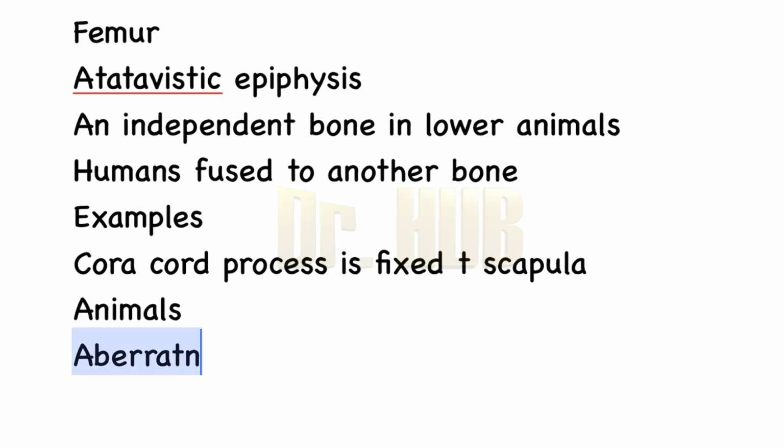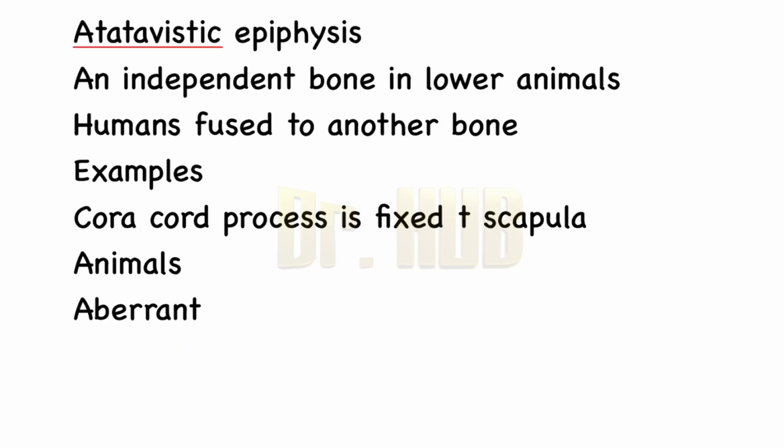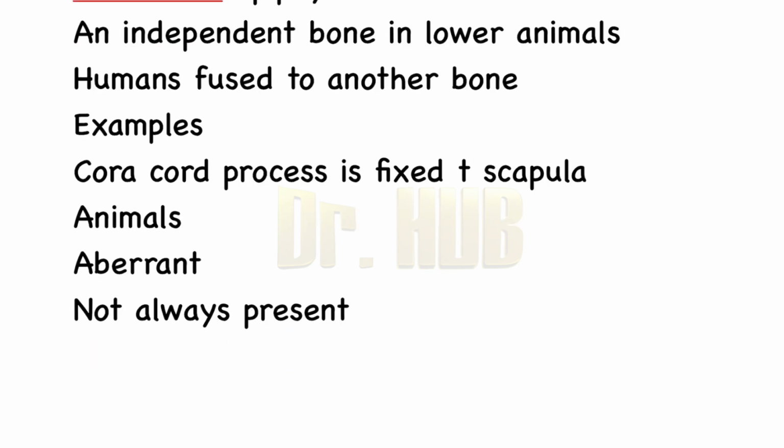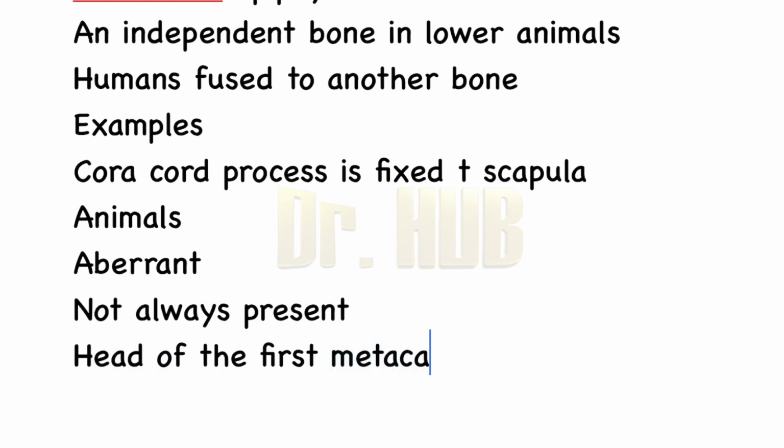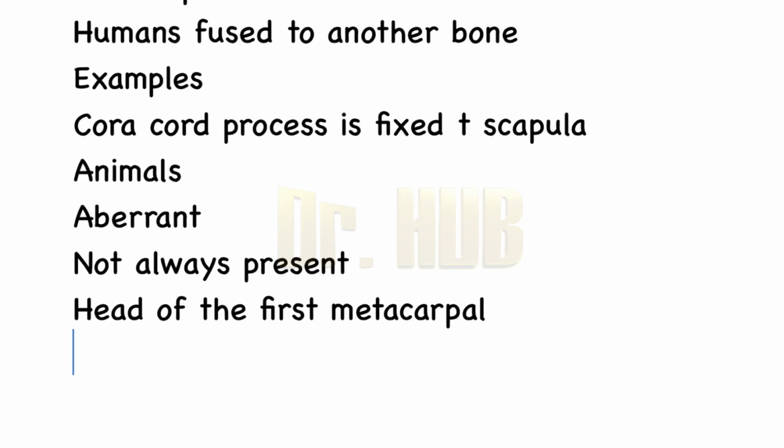Then is the aberrant epiphysis. The aberrant epiphysis is a deviation from the normal and is not always present. So the examples include the epiphysis of the head of the first metacarpal, and also the base of the other metacarpal bones.